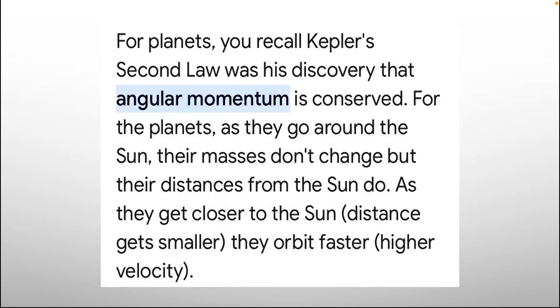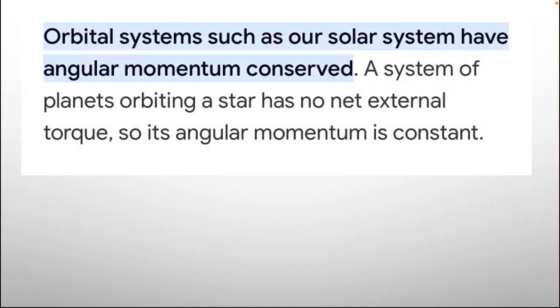So for planets, you recall Kepler's second law was his discovery that angular momentum is conserved. For the planets, as they go around the sun, their masses don't change, but their distances from the sun do. As they get closer to the sun, distance gets smaller and they orbit faster, higher velocity. Orbital systems such as our solar system have angular momentum conserved. A system of planets orbiting a star has no net external torque, so its angular momentum is constant.